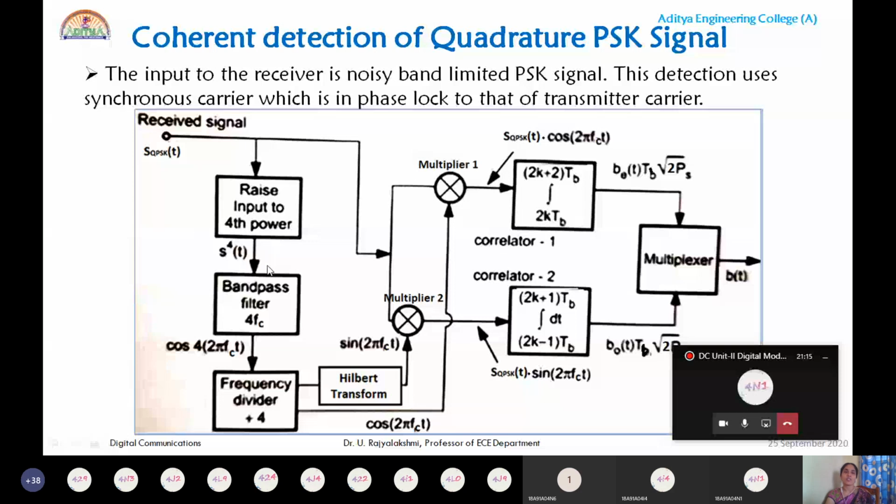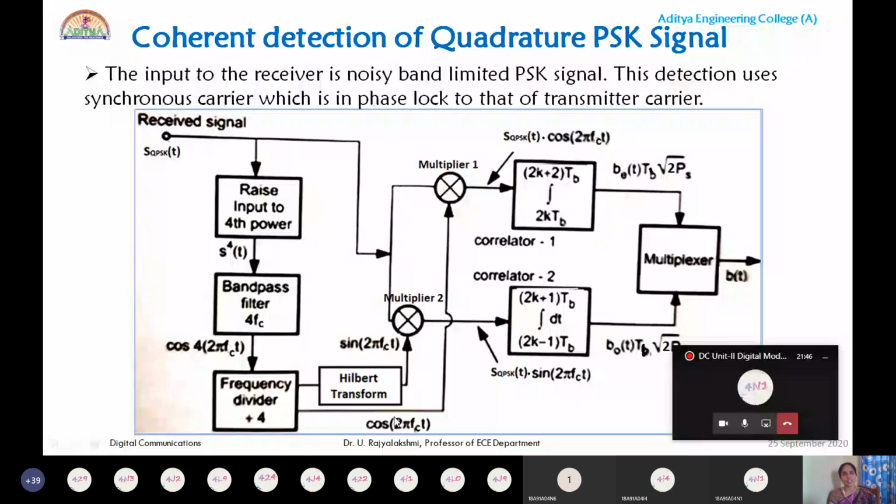In BPSK, we use a square law device and frequency divided by 2. Please observe carefully. In BPSK, you used a square law device, a band pass filter at 2 fc, and a frequency divider by 2. But here, because it is a 4-ary PSK, raise the magnitude to the 4th power, and then use a band pass filter to allow only the 4 fc component and frequency divided by 4, so that you will get cos 2 pi fc t as the output, the synchronous carrier, using these three steps.